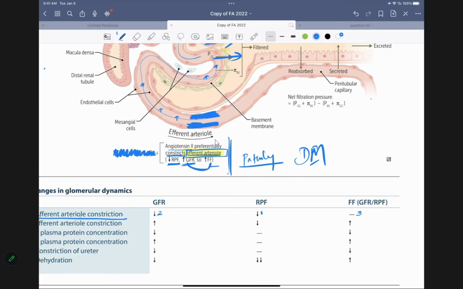Okay, write it down. Diabetes mellitus gives you a continuous effect of efferent arteriolar constriction. How? They have this non-enzymatic glycation and they deposit material in the efferent arteriole. So they deposit stuff here. Once you deposit there, it's going to be there permanently. Does that make sense, folks? It's not going to be in the morning and evening only. No, the deposit is there 24/7.